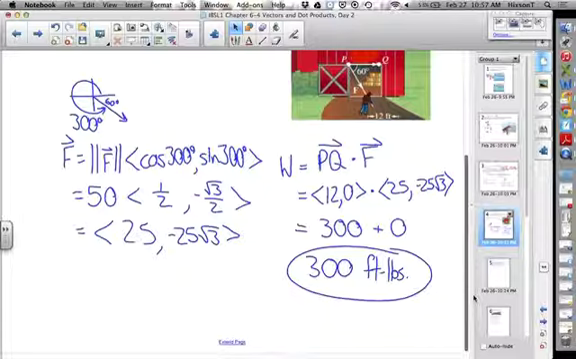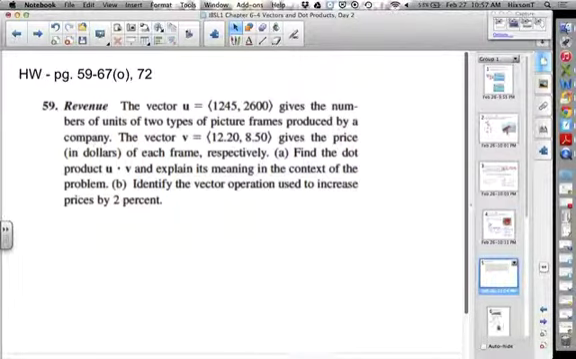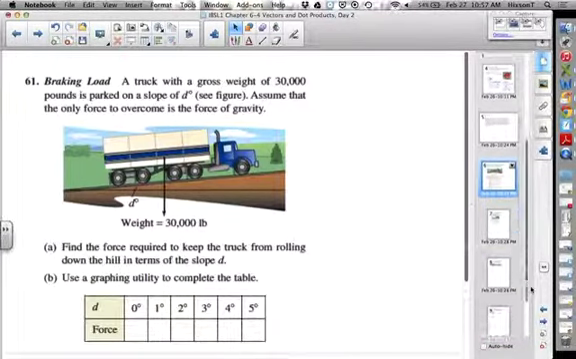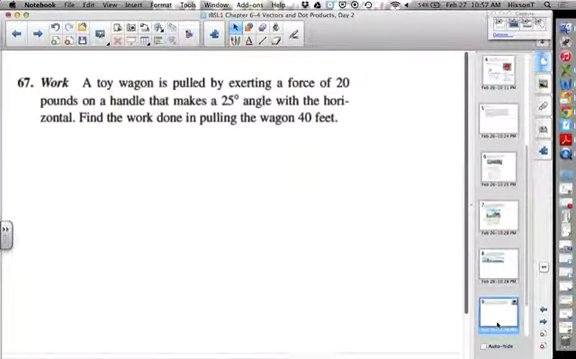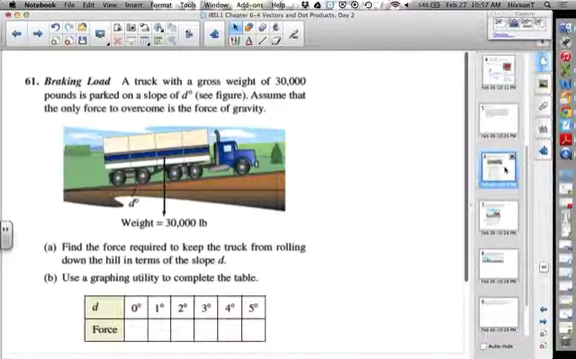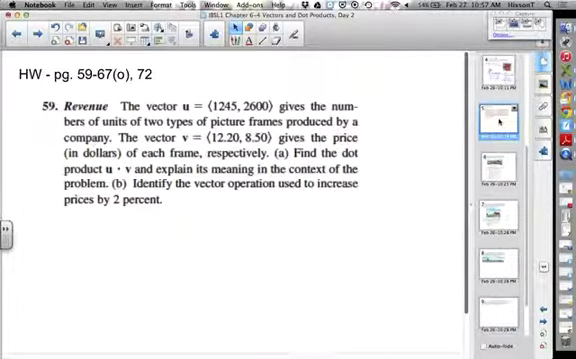Now, the time that we have left, I'm going to have you guys get started. I gave you a number of various word problems. Some have work, some are just different forces. I want you to try some of these, and I want you to start now. On Monday, we're going to take time to review, tie everything together from the chapter, and then we'll have our test on Tuesday.